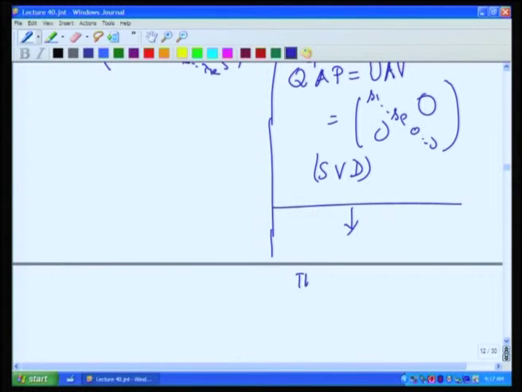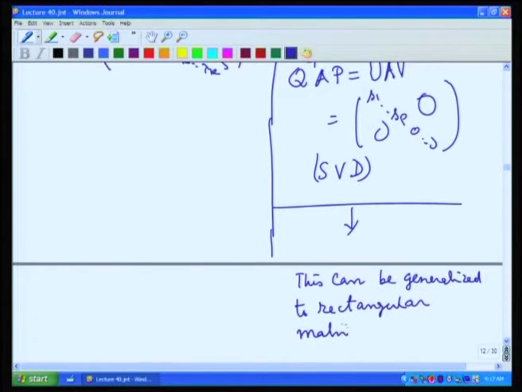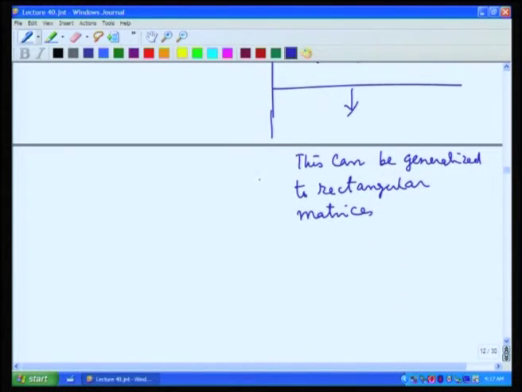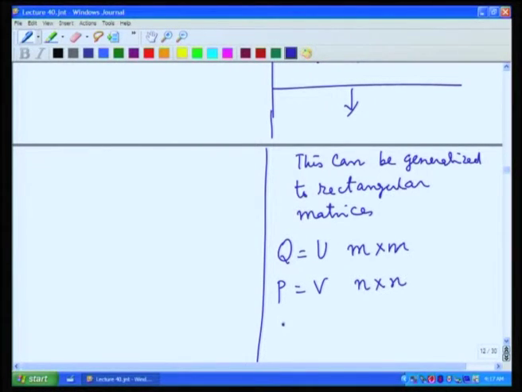Then we asked the question whether this can be generalized. Our analysis shows this can be generalized to rectangular matrices, and what will be our Q now? Q will be our U, but now an m by m matrix, and P will be our V, which will be an n by n matrix, and U transpose A V will be no longer a diagonal matrix. It will have that S rho cross rho block and the 0 matrix and all others are 0.